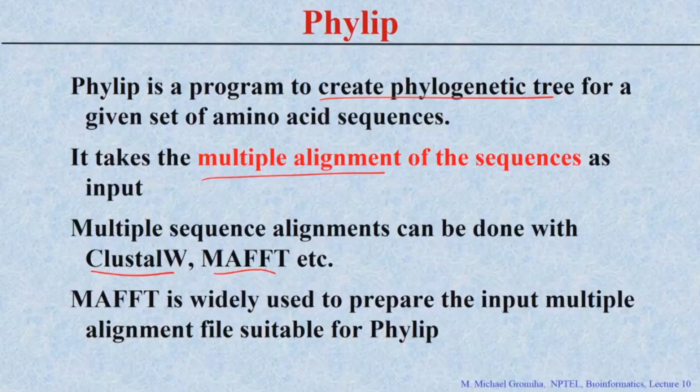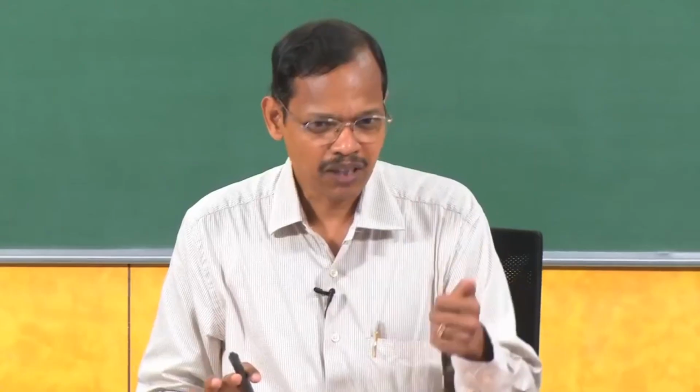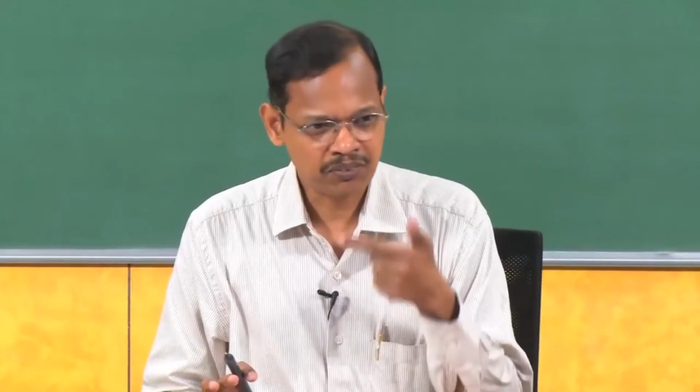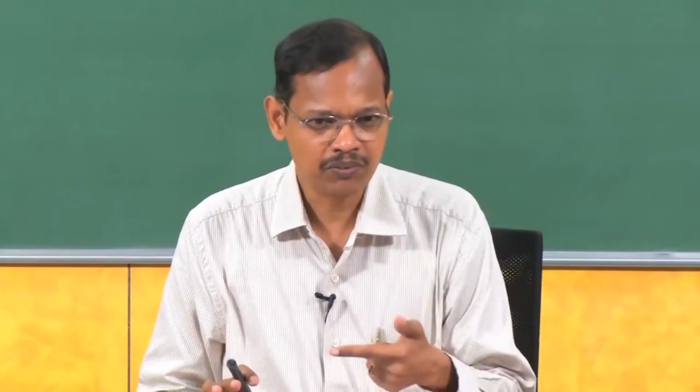Phylip automatically gets the information from MAFFT. If you give the MAFFT alignment, it will automatically take the alignment and then give you the tree. It is very easy, so it is widely used to prepare the input file suitable for Phylip. If you use MAFFT, there is an option to save the file in Phylip format, so you do not have to worry about the formatting. Run MAFFT, save the multiple sequence alignment in Phylip format and you can give this as input to run Phylip.